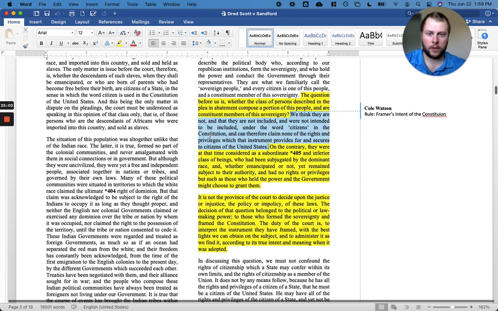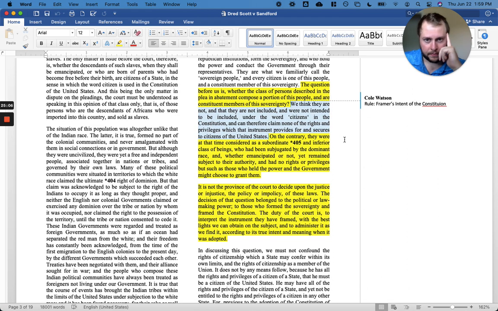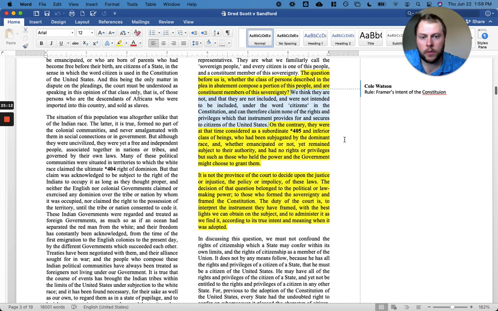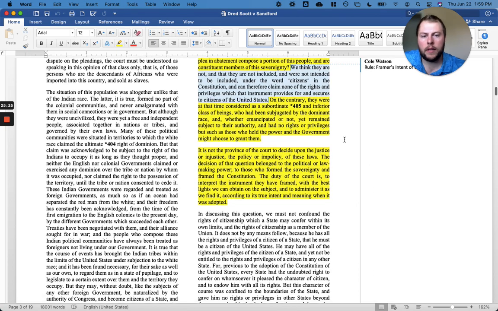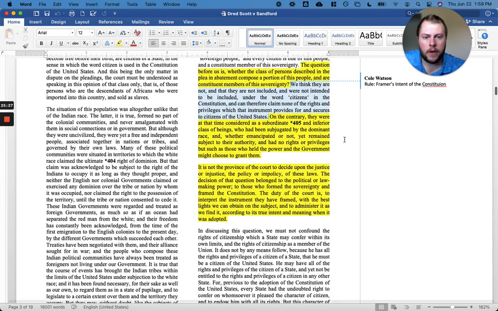The question before us is whether the class of persons described in the plea in abatement compose a portion of this people and are constituent members of this sovereignty. We think they are not, and that they are not included and were not intended to be included under the word citizens in the Constitution, and can therefore claim none of the rights and privileges which that instrument provides for and secures to citizens of the United States.